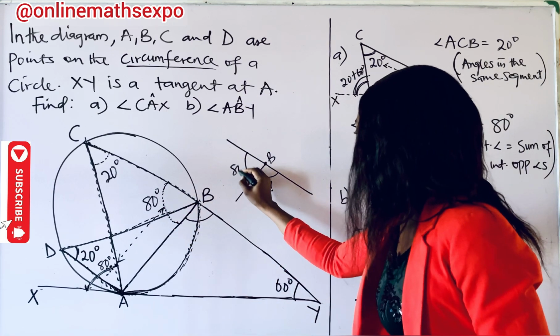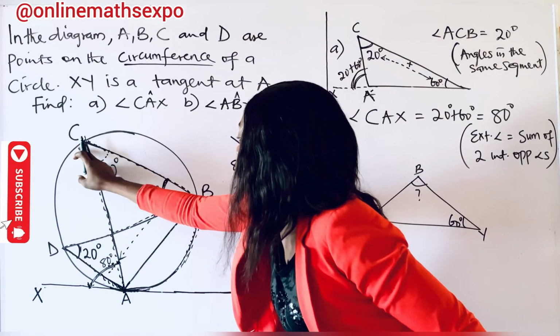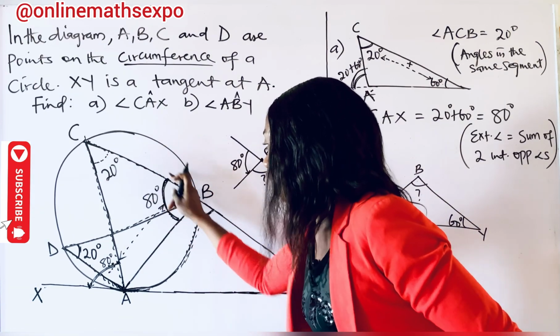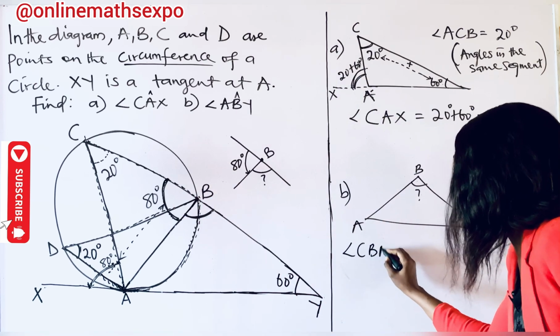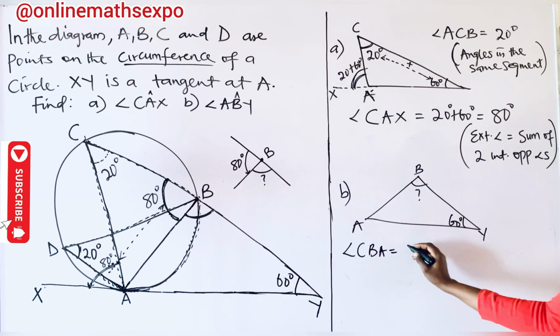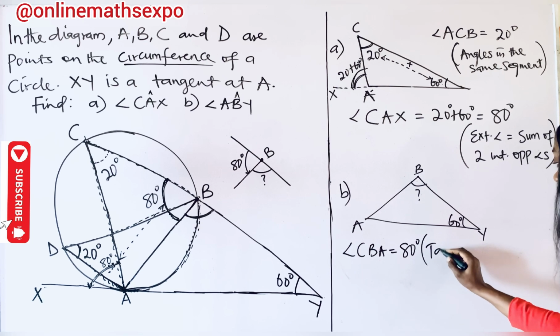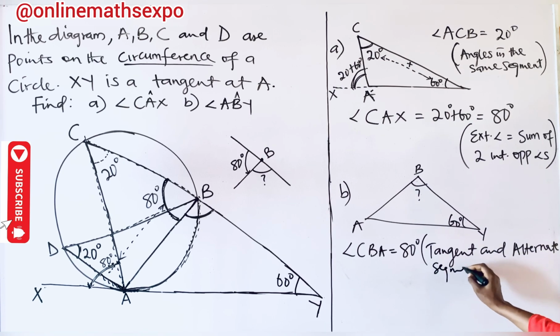And what is our reason? So what are we going to label it? We are going to say that CBA. You see, that's the labeling that covers this angle. So we have it, angle CBA is going to give us 80 degrees. Our reason is the tangent and alternate segment angles. I hope this is clear.